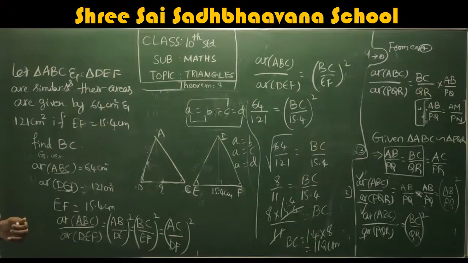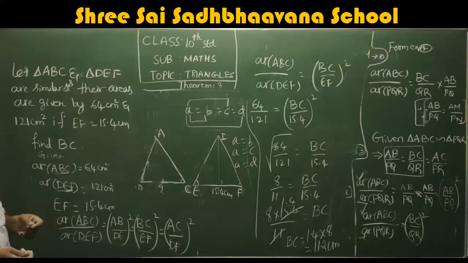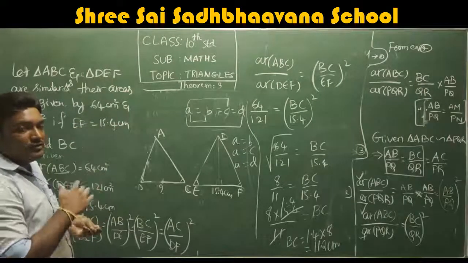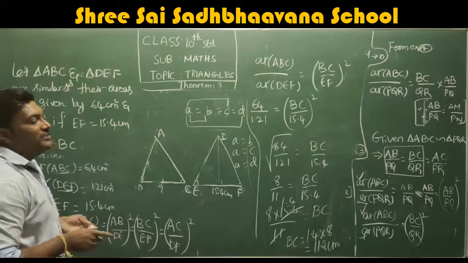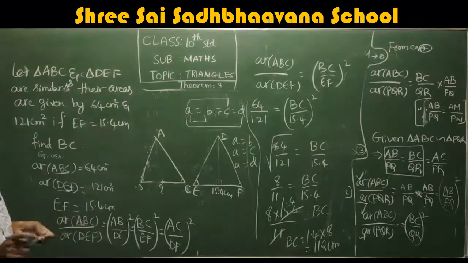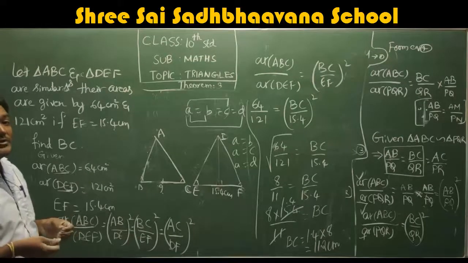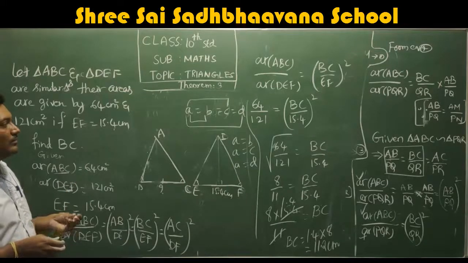And we know the EF value, BC value we don't know. Area of triangle ABC and DEF, 64 by 121 is equal to BC by 15.4 whole square. Then when you send the square to the other side, it will become root. So root of 64 by 121 is 8 by 11, correct? So we need BC only. Send that 15.4 to that side. It will become 8 into 15.4 by 11, which will give you 1.4 into 8. Answer is 11.2 centimeters.